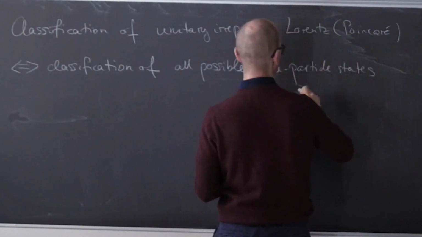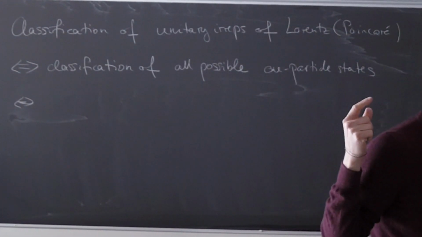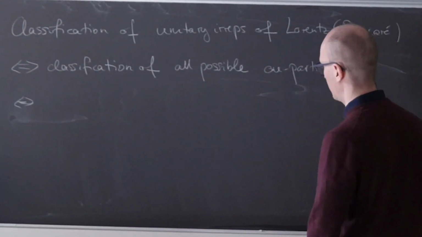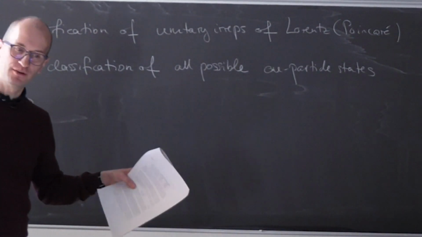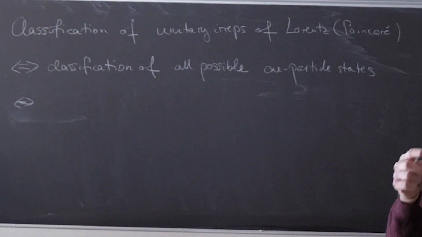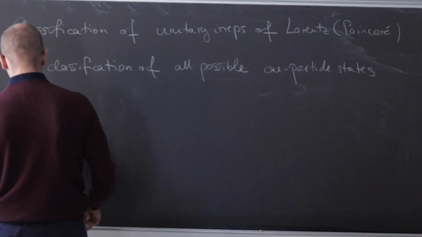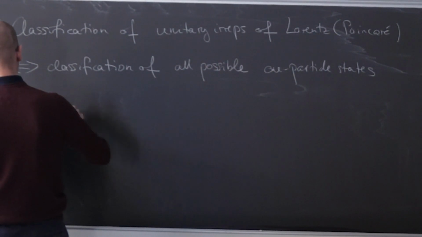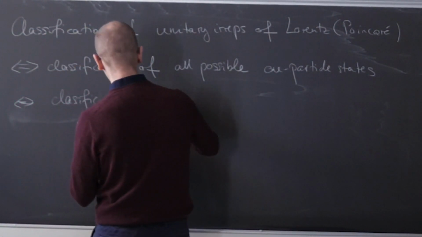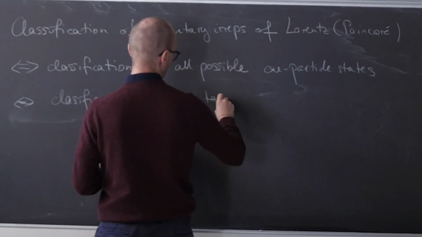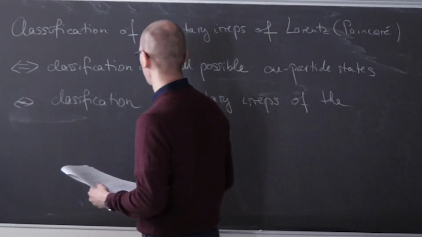For now you have to just believe me, but for example, there will be a unitary irrep that corresponds to a spin 1/2 Weyl fermion, and there will be one that corresponds to a massless spin 1 photon, and so on and so forth. And the set of all possible such unitary irreps, modulo some subtlety, is the set of all possible one-particle states that you can find in nature. And that itself will be the same as the classification of unitary irreps of the possible little groups.